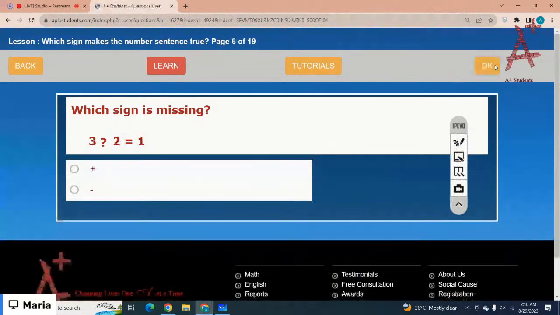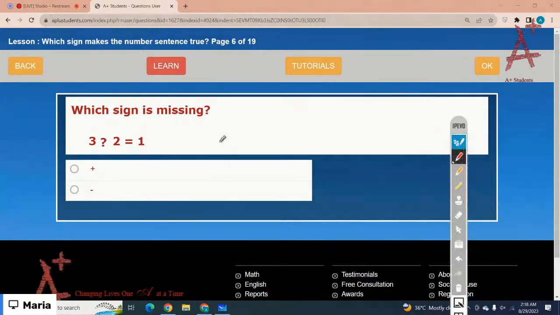So the second option is the correct option. The next one is which sign is missing? 3 plus 2 equals 1 or 3 minus 2 equals 1? Which is the correct option? It would be, when you add 3 plus 2, it makes 5, right? So when you subtract, 3 minus 2 makes 1. The correct option is the second one, right? 3 minus 2 equals 1.